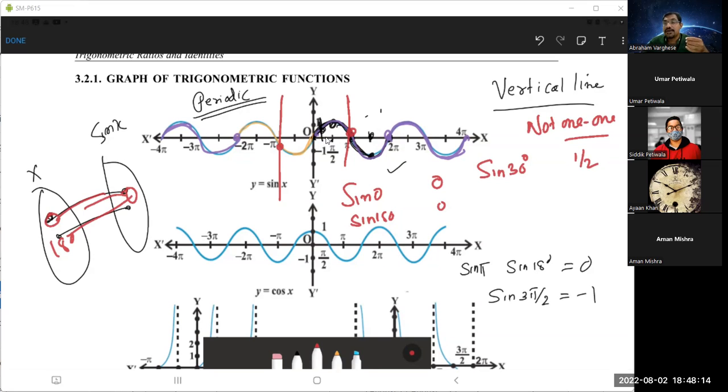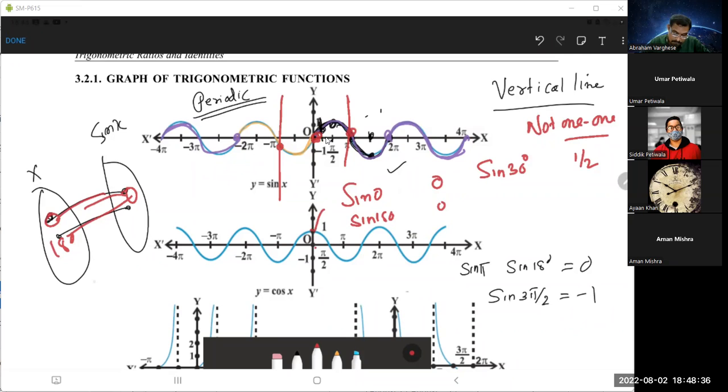In the same way, the cos x graph also looks the same, but the difference is that when sin x is maximum, cos x will be minimum. We can see here at the origin, sin 0 is 0. At that time, cos 0 is equal to 1. Here also, the maximum value is 1 and the minimum value is -1. But when sin is maximum, cos will be minimum. That is the only difference. The shape of the graph is the same.